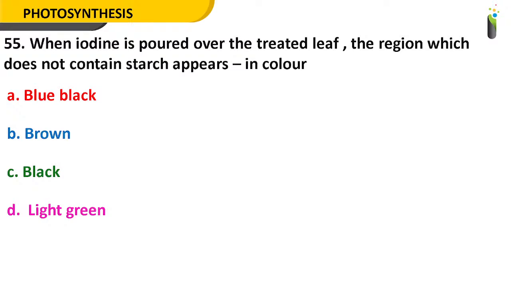So, what should be the answer for this question? The answer is B. Brown. See, the question says the region which does not contain starch, because the one that contains starch generally appears bluish black in color, whereas the one which does not contain starch appears brown in color.